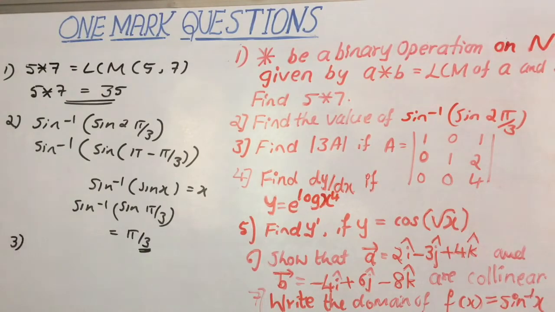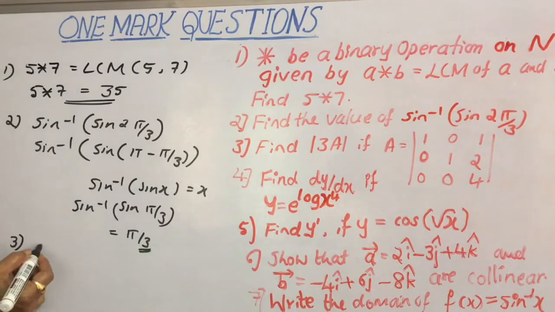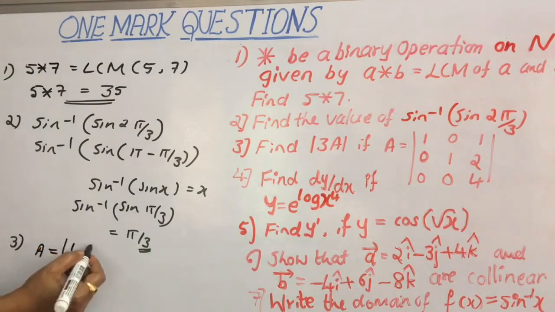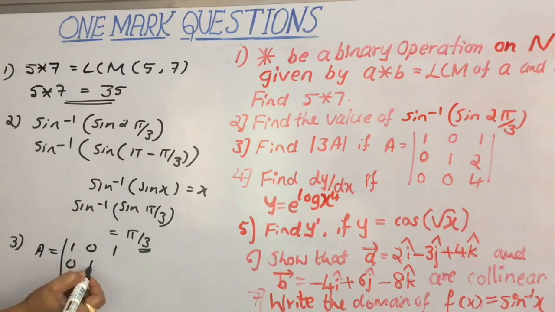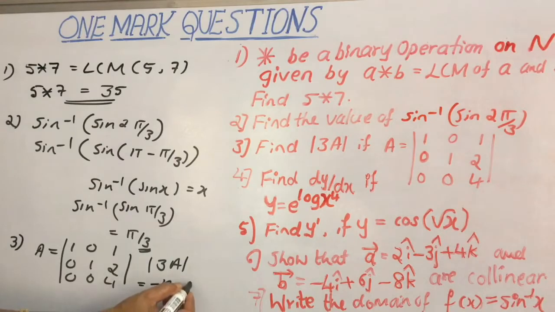Move on to the third question. Find determinant of 3A if A equal to the matrix 1 0 1, 0 1 2, 0 0 4. The question is, you have to get the value of determinant 3A, and we have the formula determinant 3A equal to 3 to the power n into determinant A. Now let's consider the value of determinant A.